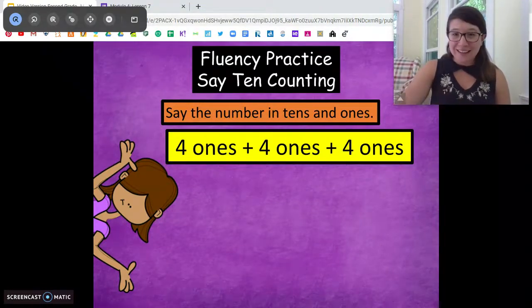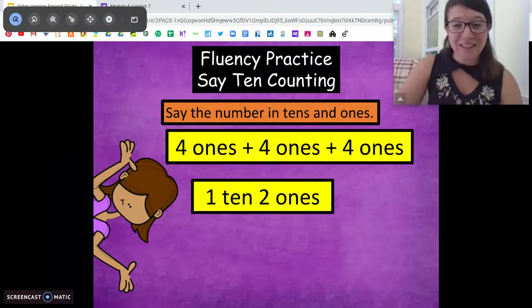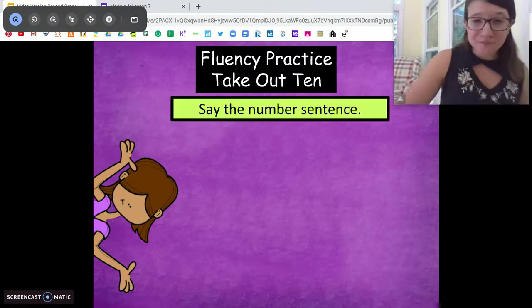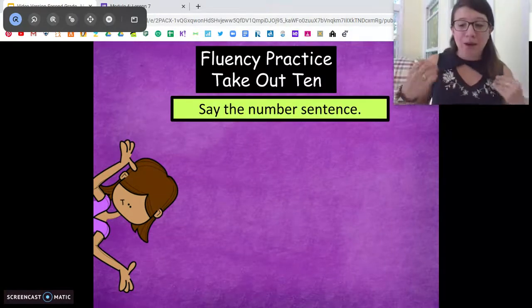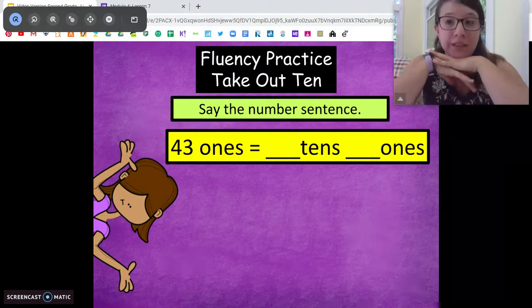Got it? You should get to 12 ones or 1 ten, 2 ones. That one was tricky. Awesome work. Okay, so with this one, we're going to be taking out 10. So we've got to fill in these blanks.